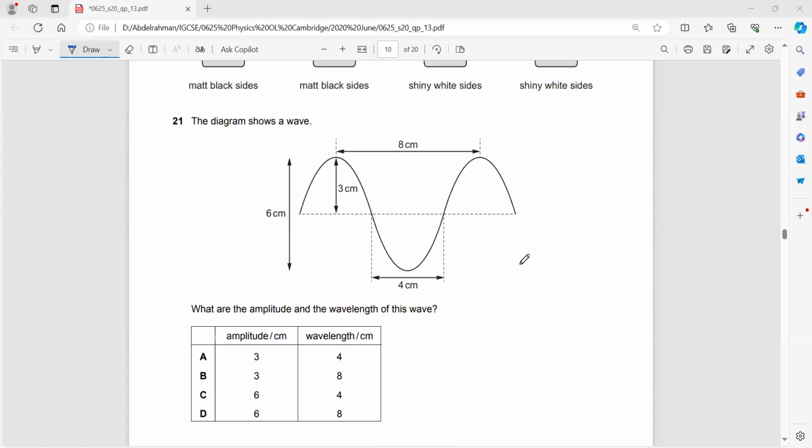This question has been repeated too many times. The amplitude should be 3 and the wavelength should be 8. One of the easiest questions we have.